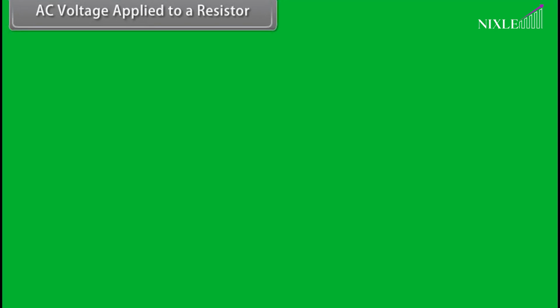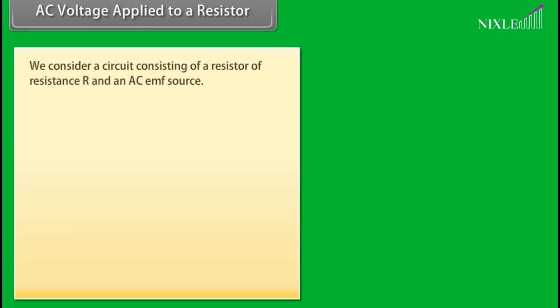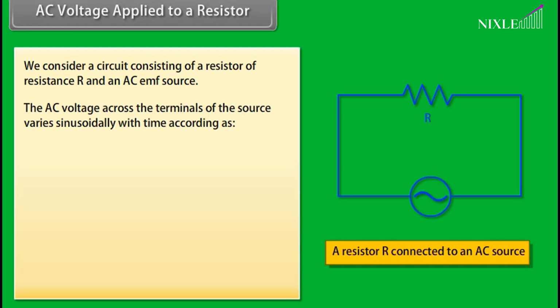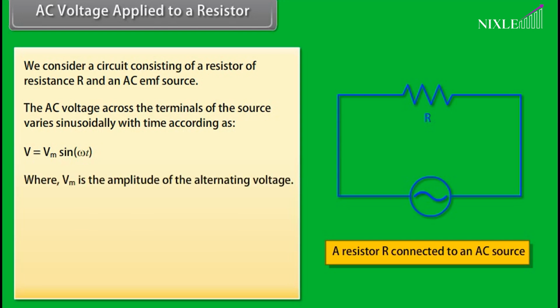AC voltage applied to a resistor. We consider a circuit consisting of a resistor of resistance R and an AC EMF source. The AC voltage across the terminals of the source varies sinusoidally with time according to V = Vm sin(ωt), where Vm is the amplitude of the alternating voltage and ω is the angular frequency.